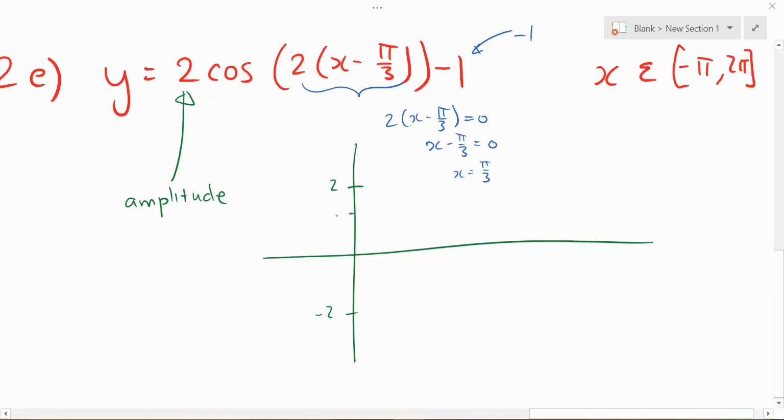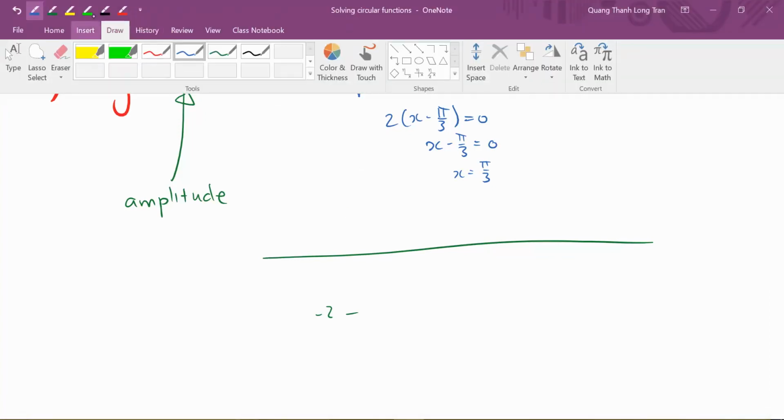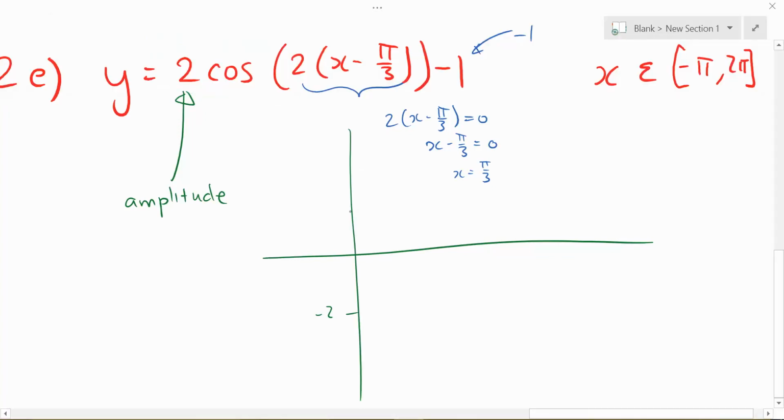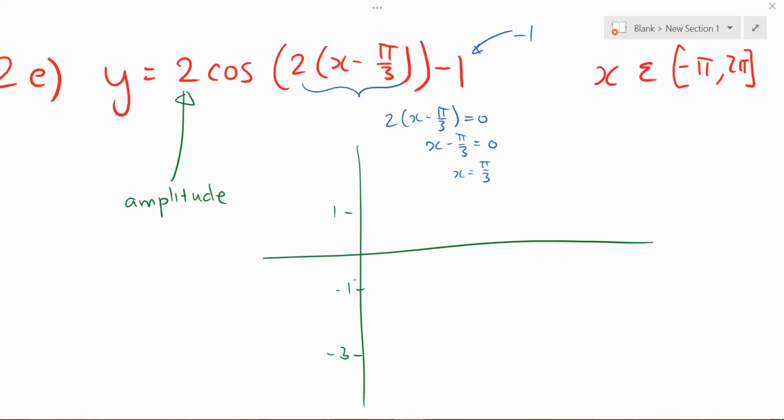So now, this should be my maximum. Wait, I'm going to draw this again. My maximum should be 1, and my minimum should be -3. But logically, where should my middle be? My middle before was at 0. It was -2 to 2. Now it's -1. The reason why I'm emphasizing this is that then you can see where the vertical top end and low end are, because when you draw your graph, it's going to stay within that.